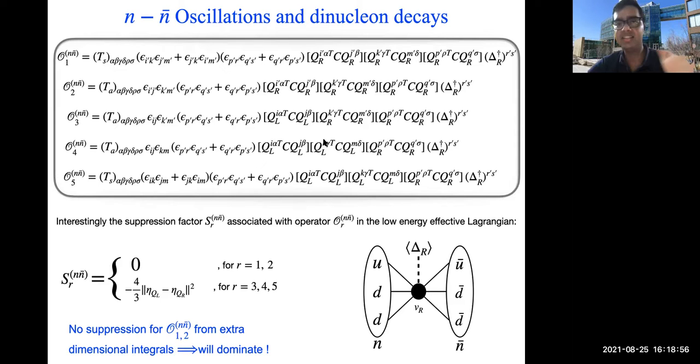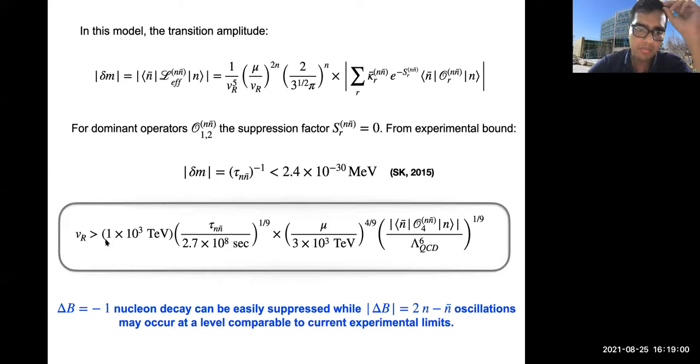And as this is a B minus L violating process, this basically sets a lower bound on the VR, the effective scale of the LR symmetry breaking, which is 10 to the power 3 TeV. So although the delta B equals -1 nucleon decay can be easily suppressed, delta B equals 2 n-nbar oscillations may occur at a level comparable to current experimental limits. And this is even more enhanced in the left-right symmetric model.